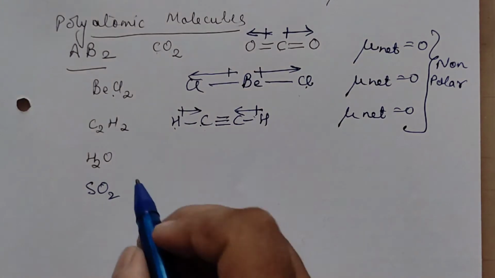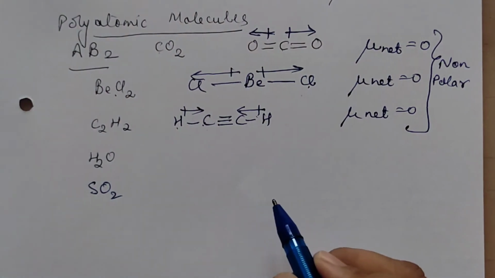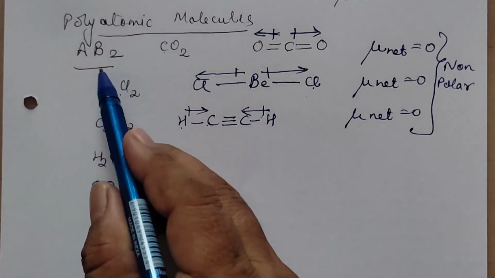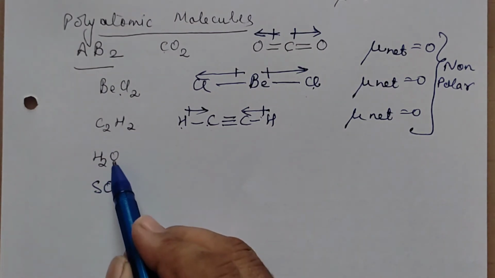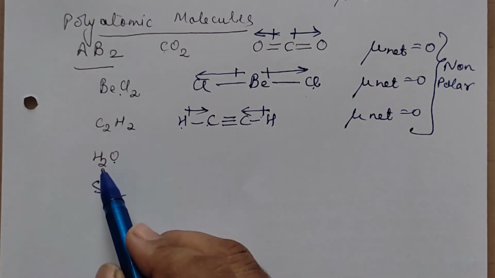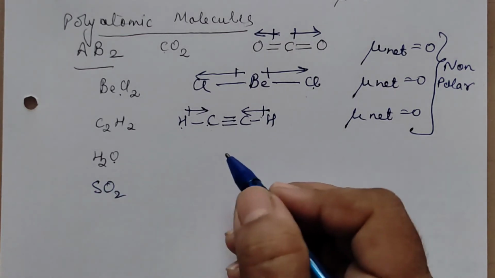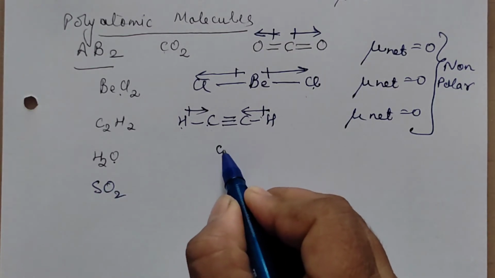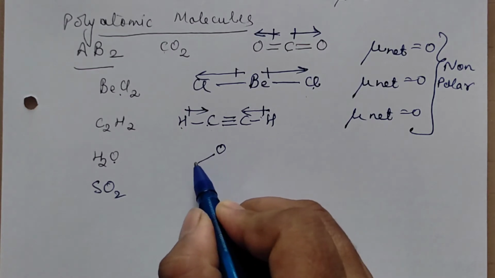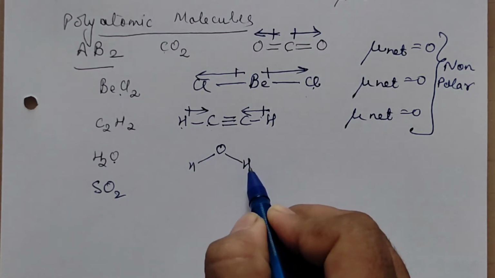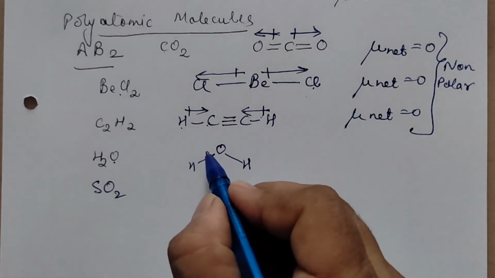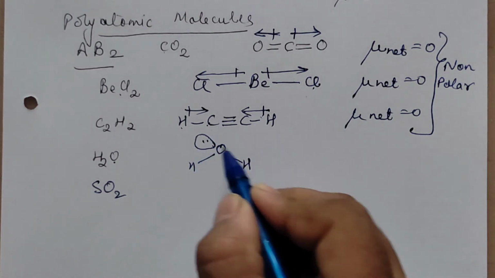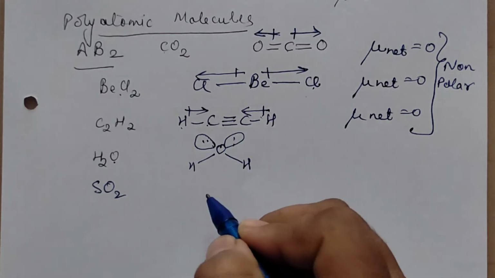I'm talking about water. The central atom is 1, and there are two surrounding atoms. It comes under the category of AB2 only. But we know what the shape of this is. Water has an angular shape, a V shape. So you have one bond on this side, one bond on this side. Geometry-wise it's actually tetrahedral, but there are two lone pairs of electrons: one lone pair of electrons here, one lone pair of electrons here.